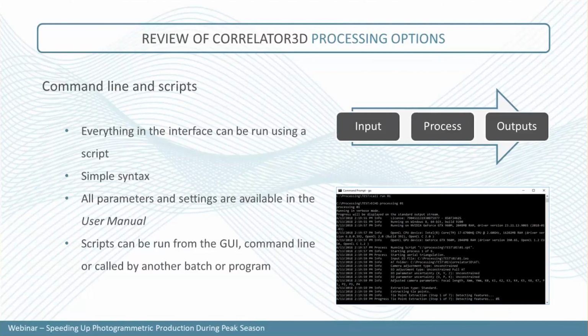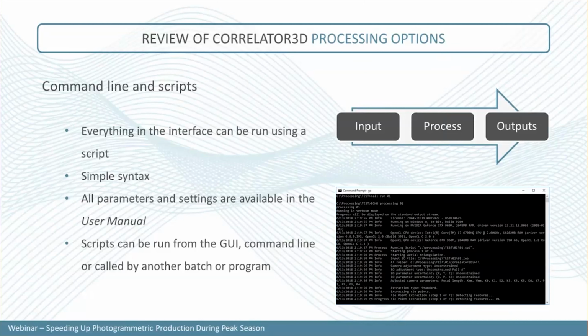So let's say you have a few processing steps to do upstream of your Correlator 3D processing option. Well, you can build a script that, once your upstream processing is done, calls your Correlator 3D script and runs the program directly without having to launch the graphical user interface.